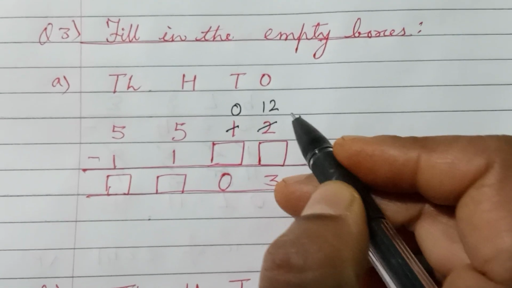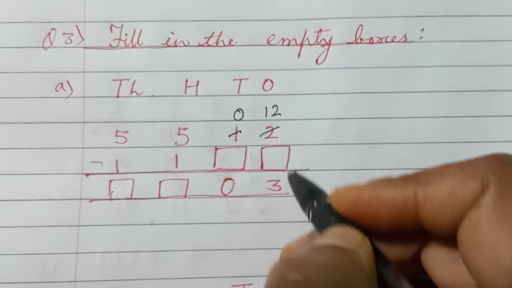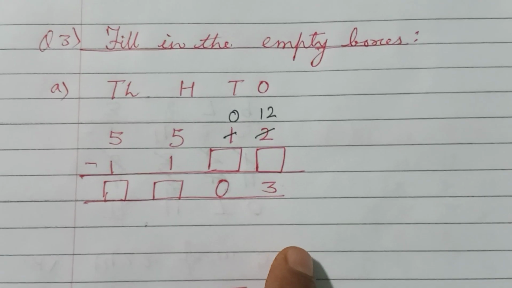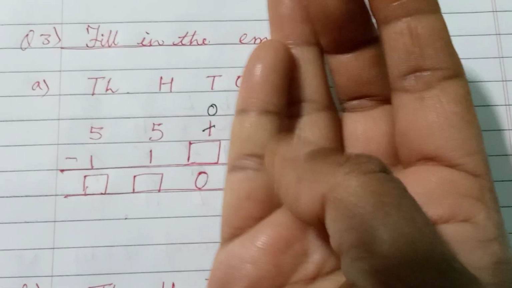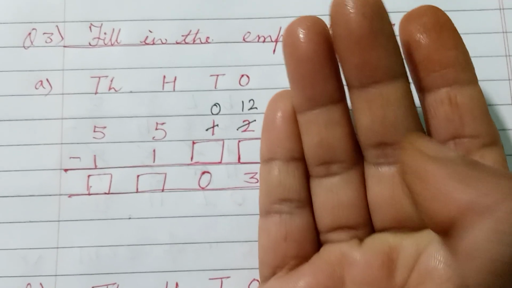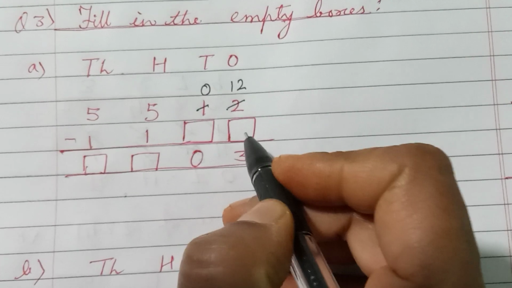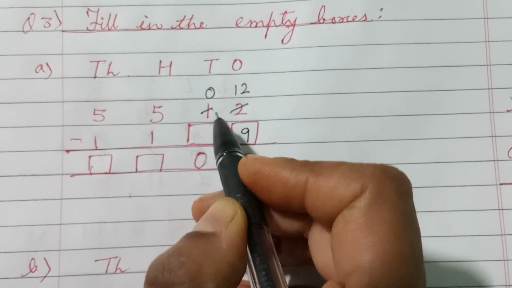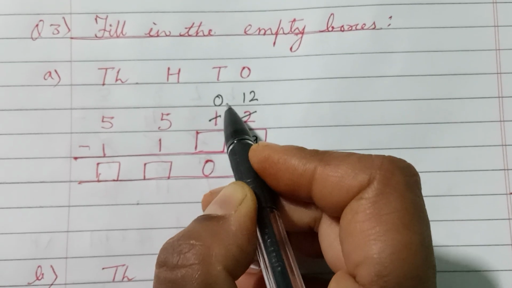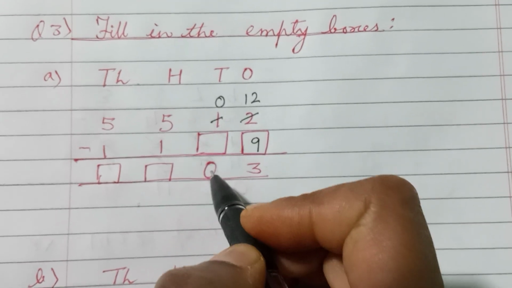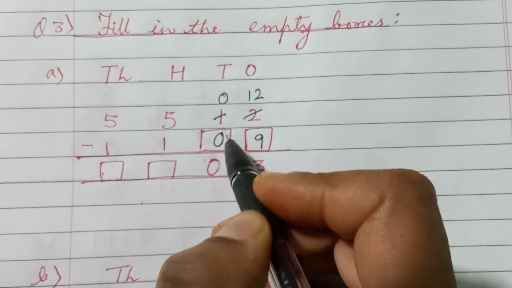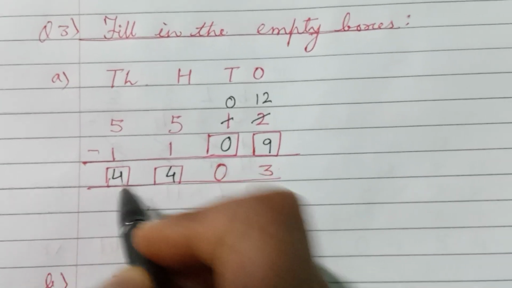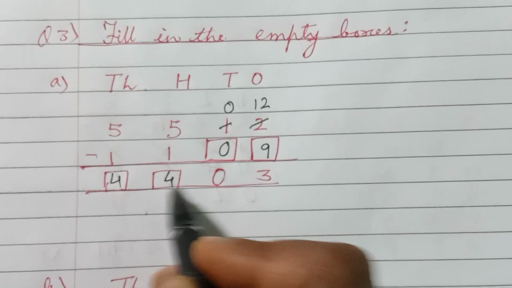Now tell me, from this 12, what number will you subtract to get this 3? Again you start counting from 3 till 12. After 3: 4, 5, 6, 7, 8, 9, 10, 11, 12. That is 9. It means there will be 9. Now children, again here you are getting 0. So what number will you subtract from this 0 to get 0? That is 0. 0 minus 0 is 0. Clear? Now 5 minus 1, 4. So your missing digits are these.